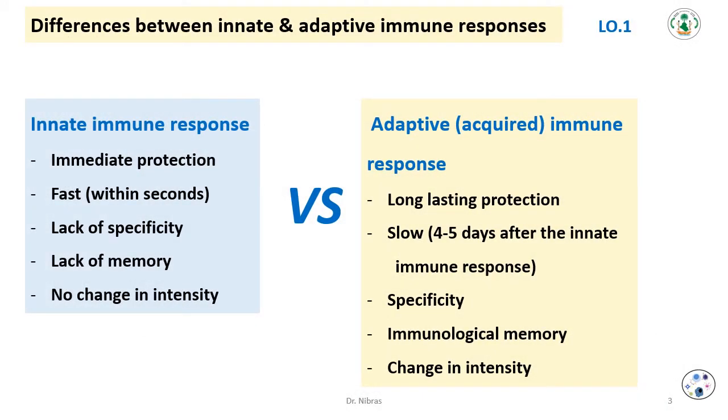Now, differences between innate and adaptive immune responses. Innate immune response: immediate protection, fast, within seconds, lack of specificity, lack of memory, no change in intensity. While adaptive acquired immune response: long-lasting protection, slow, 4 to 5 days after the innate immune response, specific, immunological memory, change in intensity.